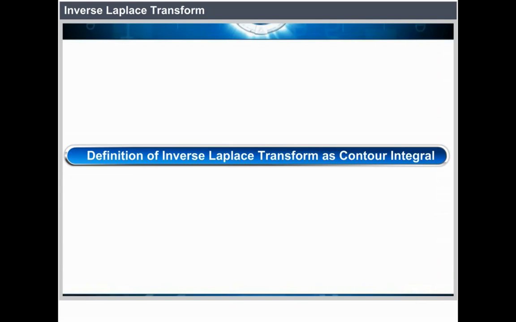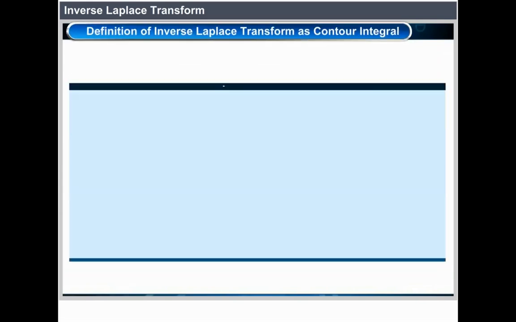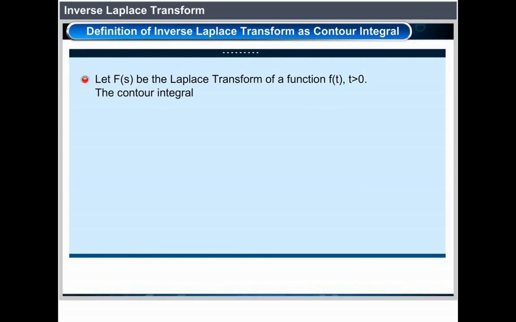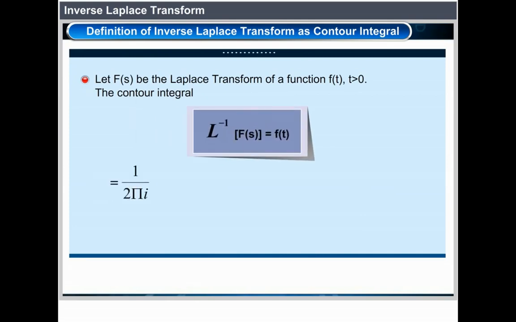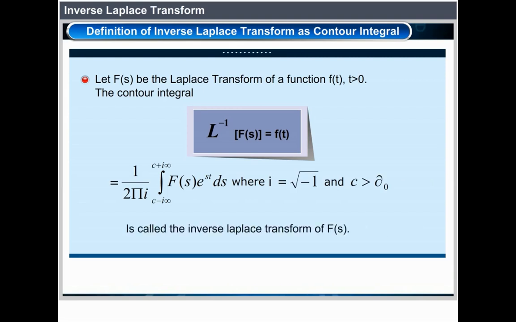Definition of inverse Laplace transform as contour integral. Let F(s) be the Laplace transform of a function f(t), t greater than 0. The contour integral L inverse of F(s) equals f(t) equals 1 by 2πi integral from c minus i infinity to c plus i infinity of F(s) e^(st) ds, where i equals square root of minus 1 and c greater than 0, is called the inverse Laplace transform of F(s).